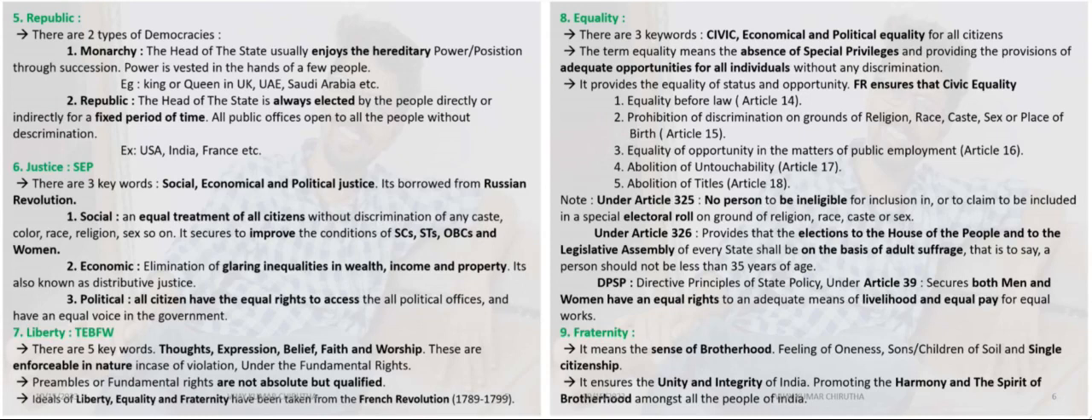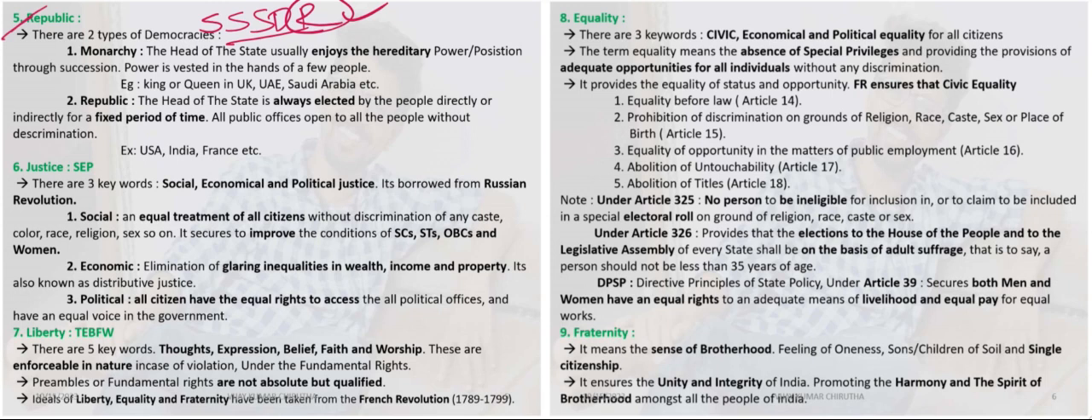We'll discuss the remaining objectives of the preamble, the fifth objective. So far we discussed the first four parts of the objectives of the preamble: sovereign, secular, socialist, democratic republic. Till here we have discussed that. Now we are discussing the republic.